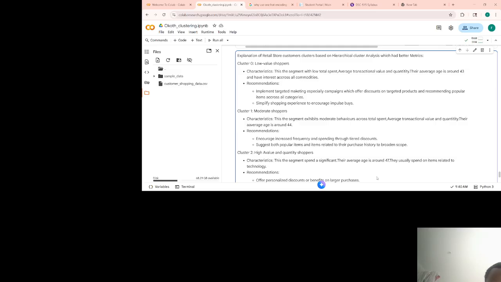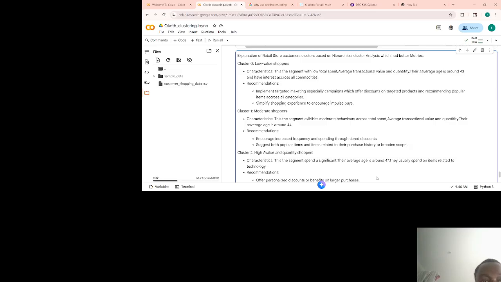Then cluster 2 was majorly composed of moderate shoppers, and this segment exhibits more moderate behavior across. And under recommendations, we are recommending strategies to encourage increased frequency and spending through higher discounts. We also suggest promoting popular items and items related to their purchase history to broaden the scope.